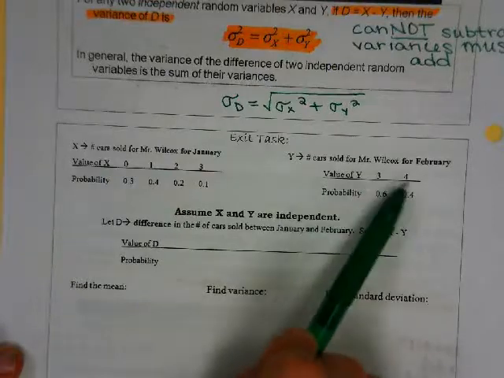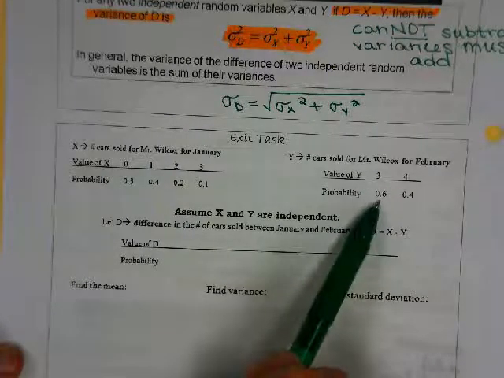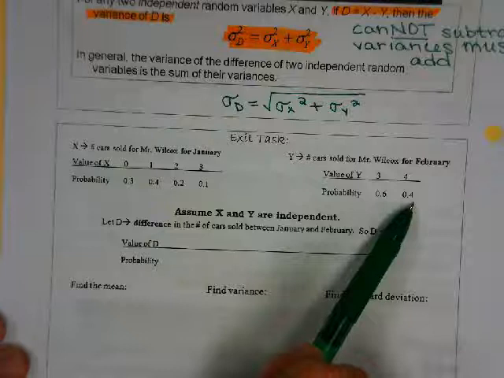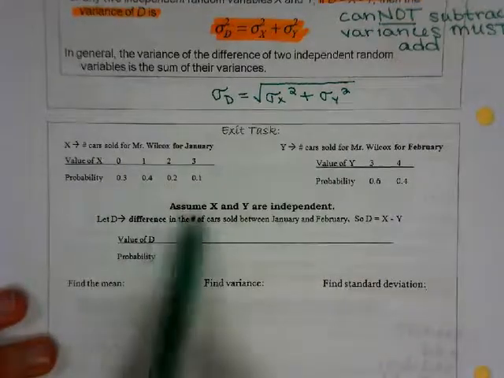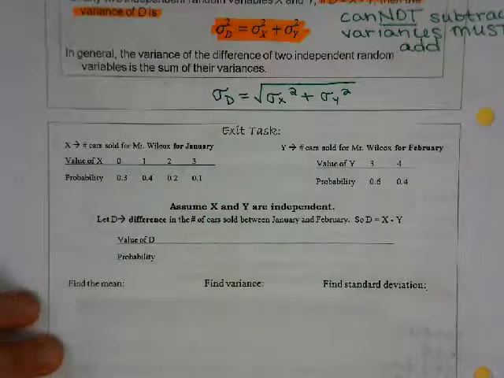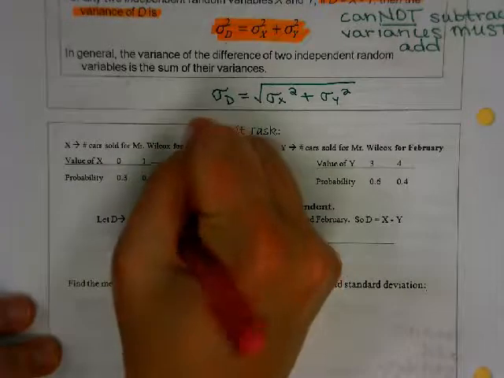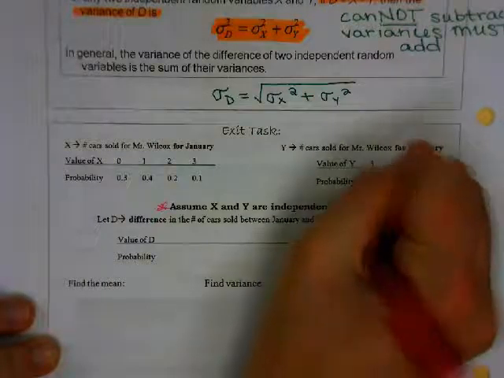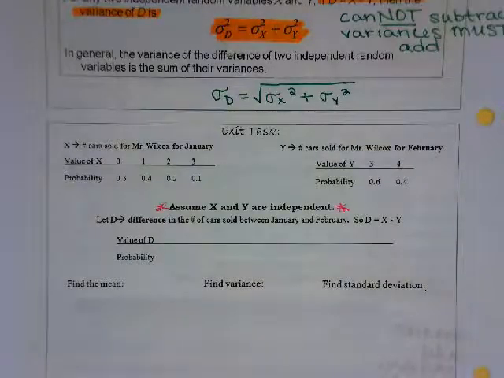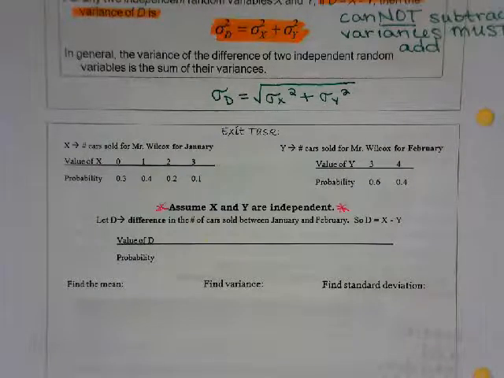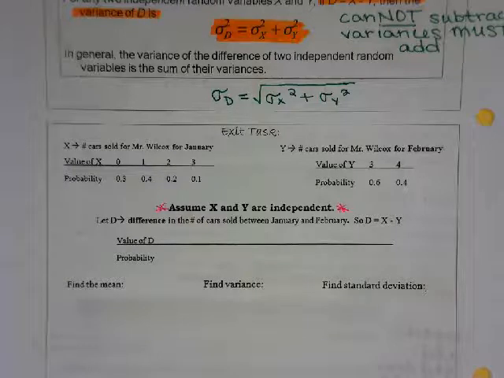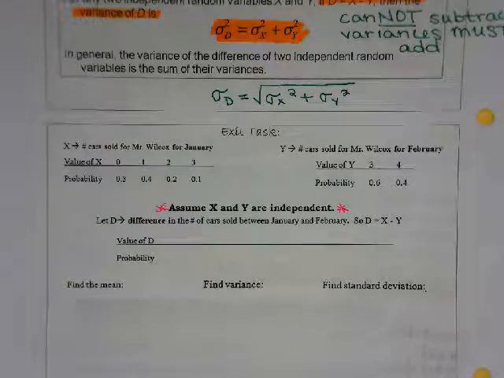We're going to assume X and Y are independent. So that means we can add or subtract these random variables. Most of the time, the question will say something like assume independence. If it doesn't say it, for now, we're going to assume. In chapter 8, I'll teach you the criteria for checking independence. But for now, it'll either say it or you can assume it.